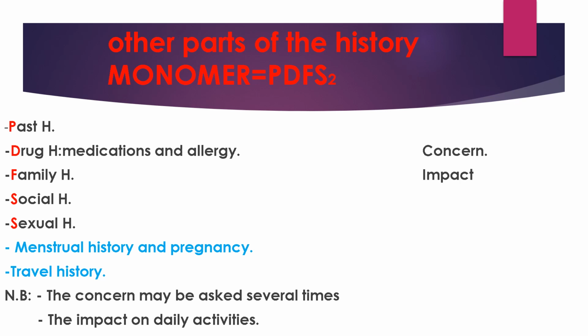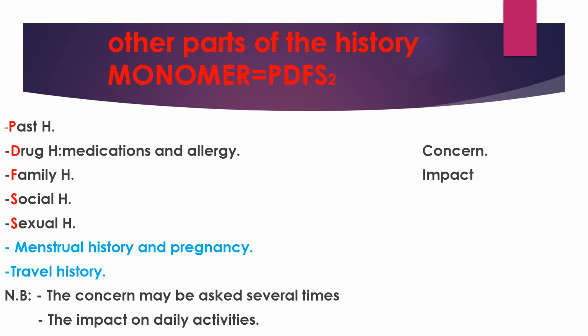Other parts of the history, I give them a monomer called BDFS2, and if you put this monomer in the paper, you will never miss asking about them, or even in your mind. They are the past history, the drug history, the family history, the social history, the sexual history, and never also forget to write that you will be asking about the concern and the impact on the health of this patient, the impact of this disease on the health of the patient.